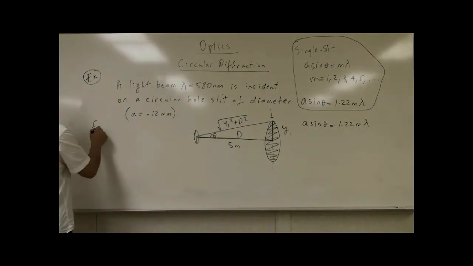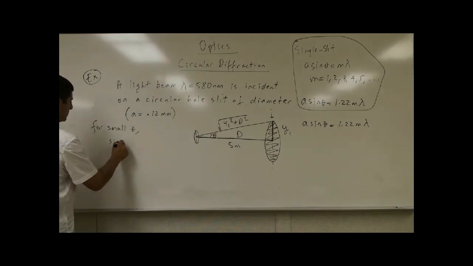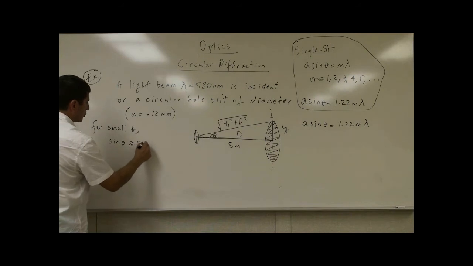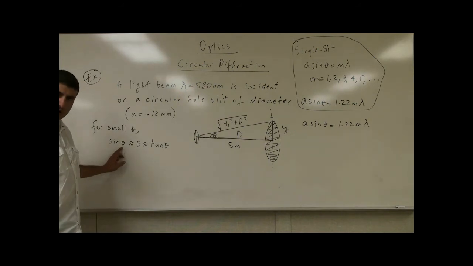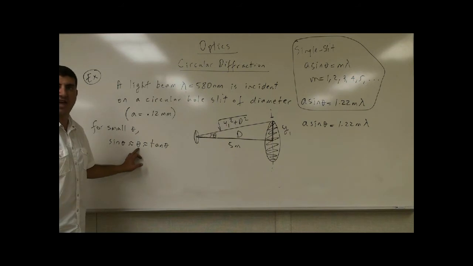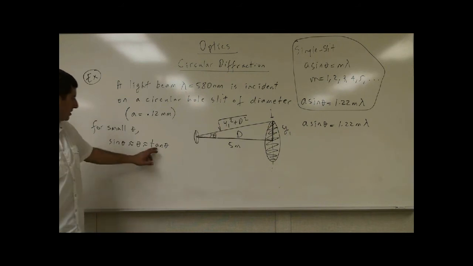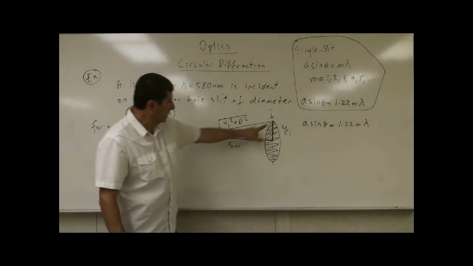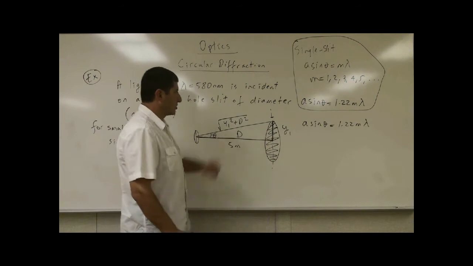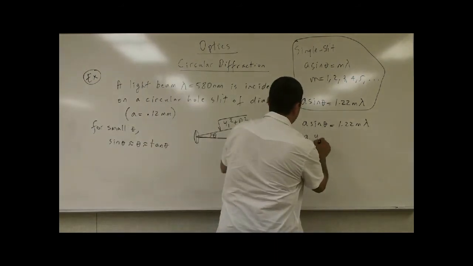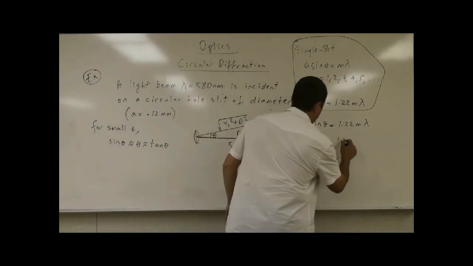So for small theta, sine theta is approximately equal to theta, which is also approximately equal to tangent theta. When an angle is small, the sine of the angle approximately equals the angle measured in radians, and that's also approximately equal to the tangent of the angle. So it's much easier for me to take the tangent of the angle, y1 divided by D, instead of doing this square root of y squared plus D squared.